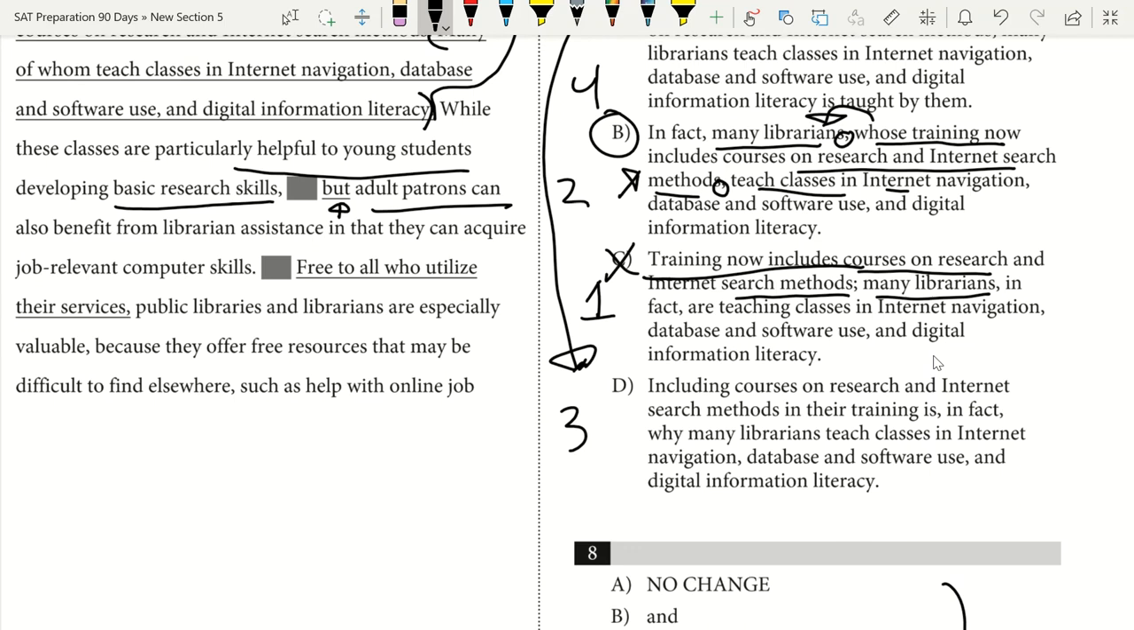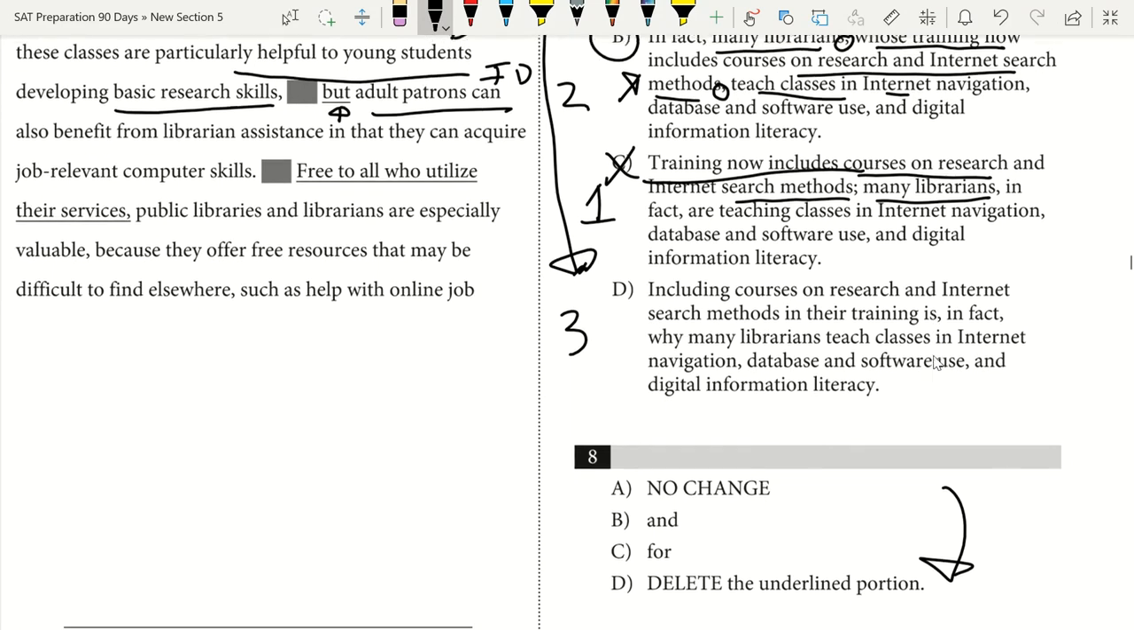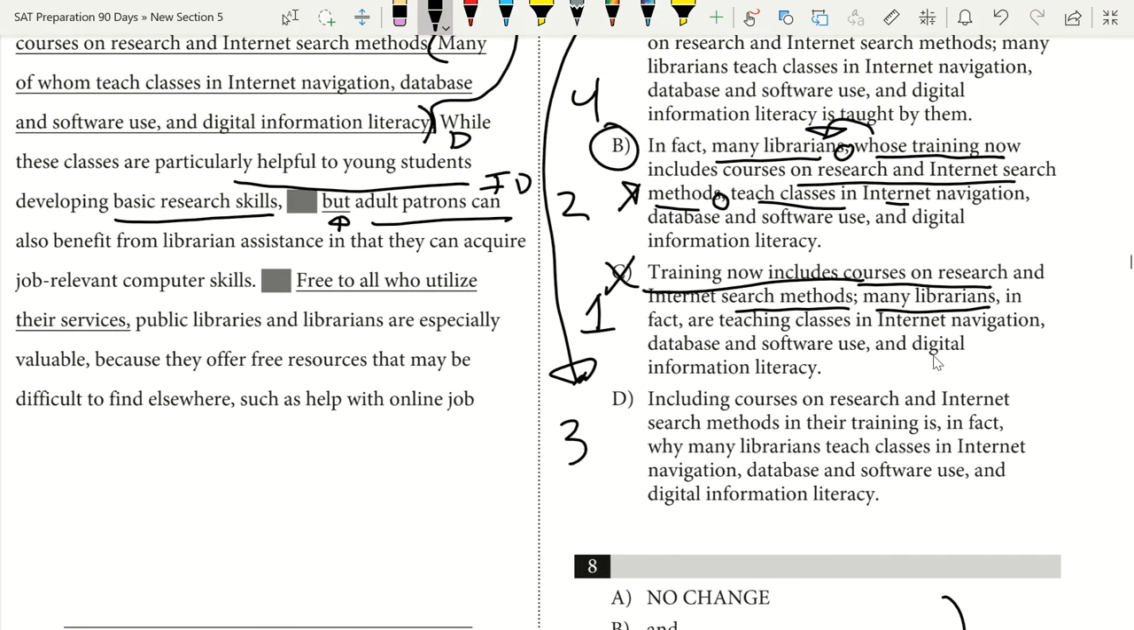I have "adult patrons can also benefit from library assistance." I know that's going to be an independent clause. Do I have an independent clause or a dependent clause before it? Okay, so I have a dependent clause. I want to connect that with a comma before I start with my independent clause. Okay, so I can delete it. That is possible. But let's see if we want to have that "but," because it's providing an effective transition.